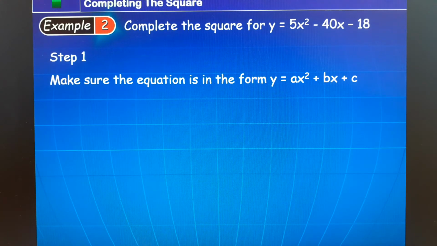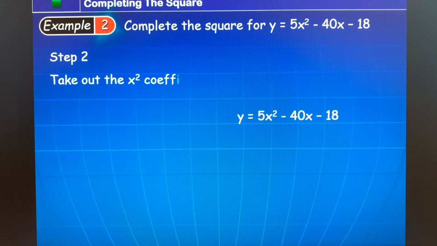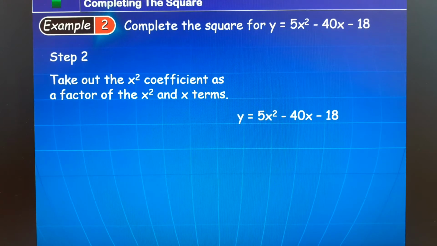So first of all, step 1's the same. Make sure it's in the correct rearrangement. The x squared first, the x, and then the c. It is, that's fine. Then the next one is take out the x squared coefficient, that's the number in front of the x squared, as a factor of the x squared and the x terms.